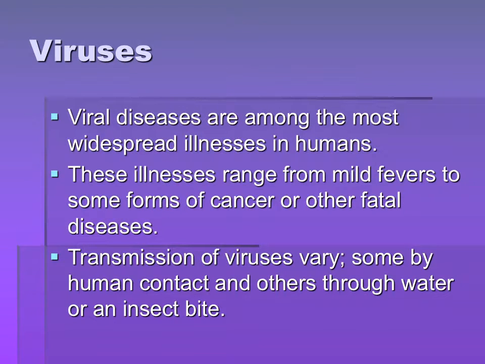Viral diseases, which are diseases that are caused by a virus, are among the most widespread illnesses in humans. These can range from mild fevers to some forms of cancer even, and other diseases that can be fatal. Viruses are transmitted or passed from person to person in different ways. Some require human contact, others are transmitted or passed through water or an insect bite.